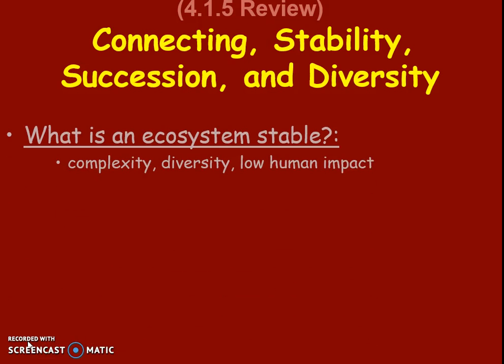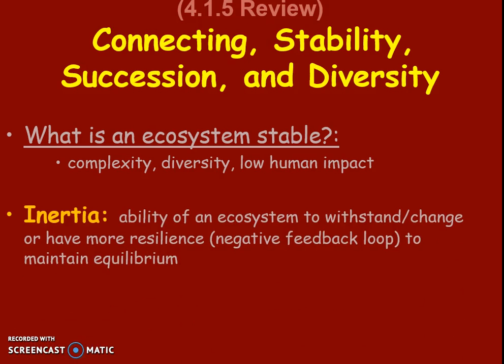So what is a stable ecosystem? It's one that's complex, has high diversity and low human impact. That's going to be very much related to succession, because if I have human impact, I'm restarting the process of succession. And we're going to also sometimes throughout this unit use the term inertia.